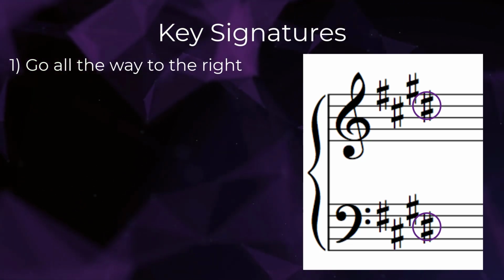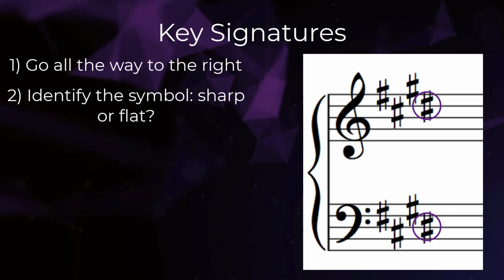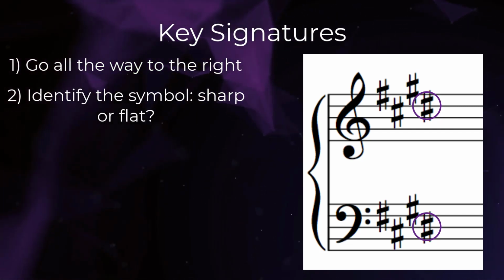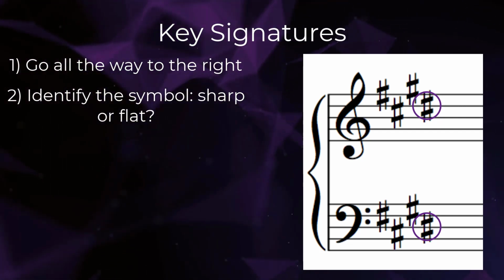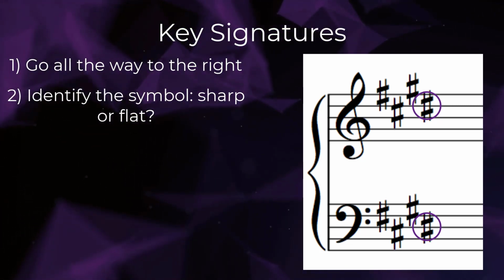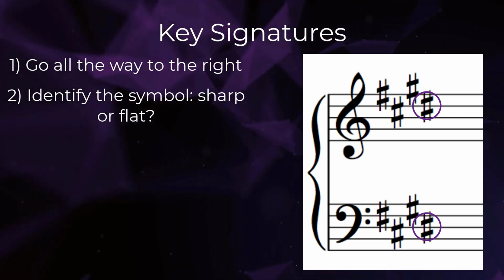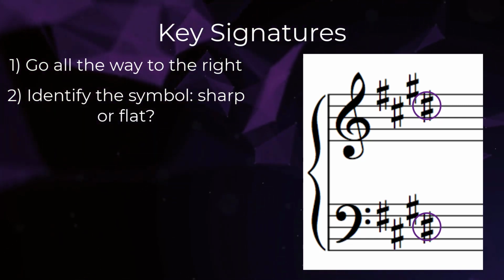Way to go! One step down. Step 2. Identify what type of symbol you're dealing with. Is this sharps or flats? Here, we have sharps. Step 3 gets a little tricky, but it is the same based on which symbol you identified in step 2 for all instances.